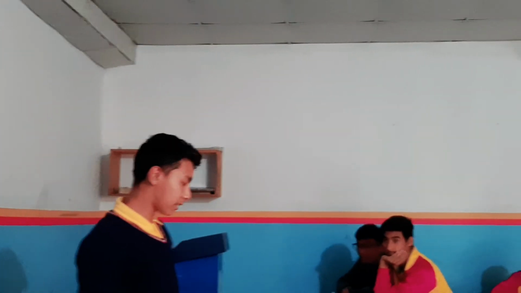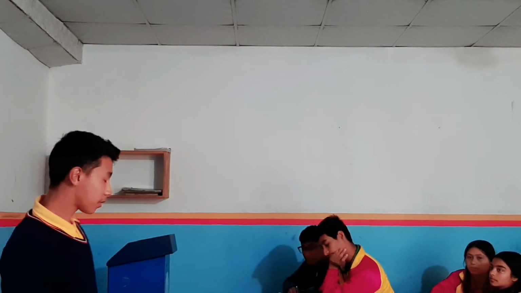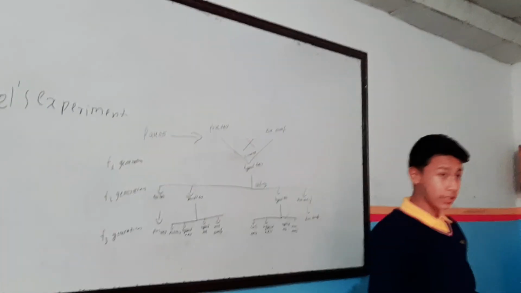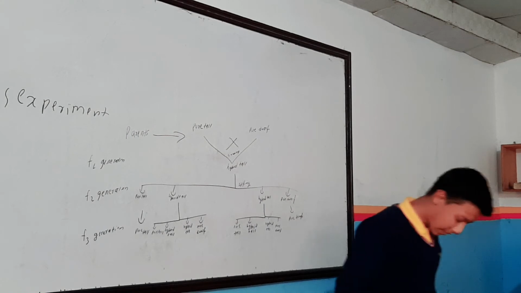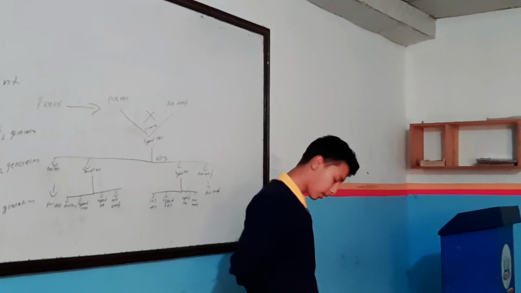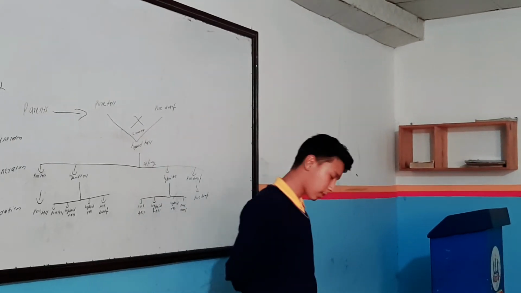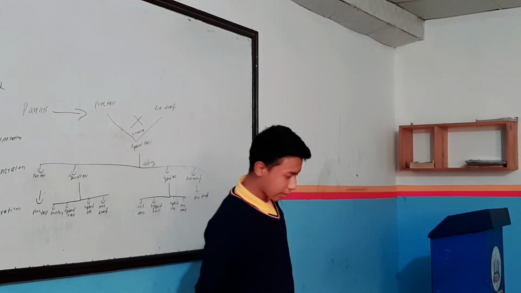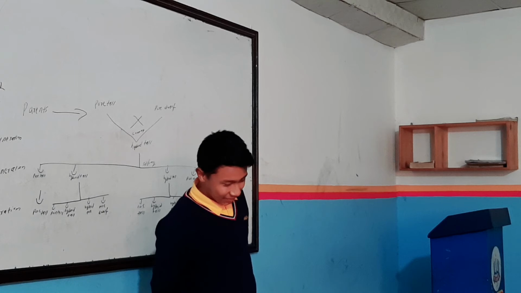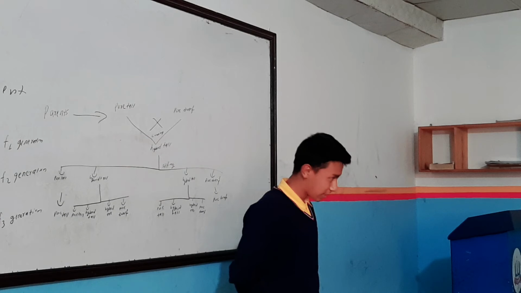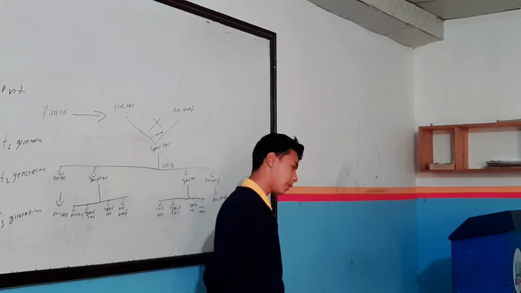We have studied that Mendel used 7 pairs of contrasting characters in the experiment. In the F1 generation, all plants are found tall, and in the F2 generation, 75% are found tall and 25% found short. There are 2 types of ratio, phenotypic ratio and genotypic ratio. The phenotypic ratio is 3:1 and the genotypic ratio is 1:2:1.